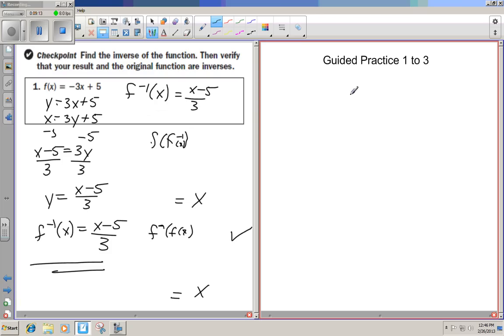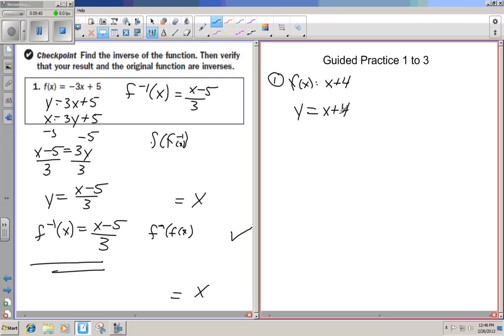So guided practice. Let's take a look now. Guided practice number 1 from 6.4 says to look at number 1. We'll probably just do 2 of these. Number 1 is to look at f of x is x plus 4. So step 1, replace f of x with y.